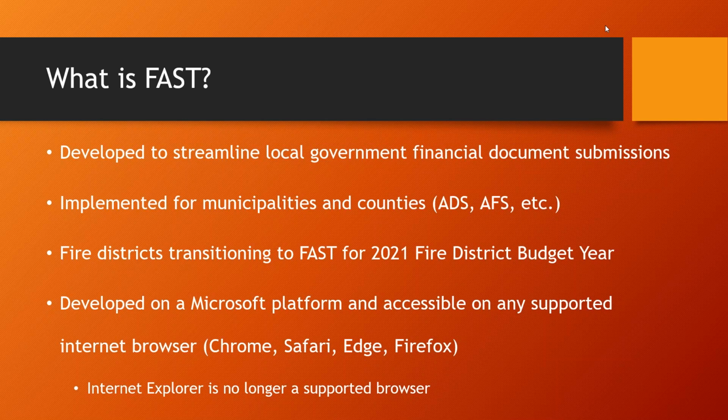A supported internet browser is one that allows for proper use of any system, such as the FAST platform. So these browsers include Chrome, Safari, Edge, and Firefox. As of 2021, Internet Explorer will no longer be a supported web browser. It is being replaced by Edge, which is a new supported browser. However, for doing data entry in FAST, we recommend the use of Google Chrome, specifically the most up-to-date version of Chrome.